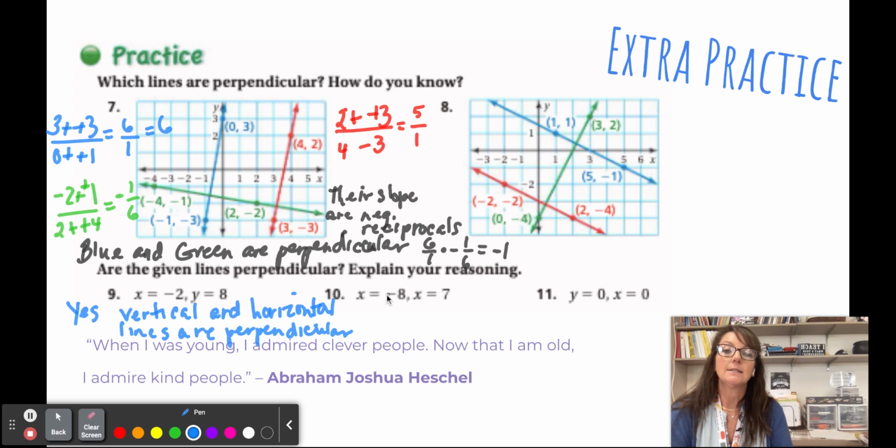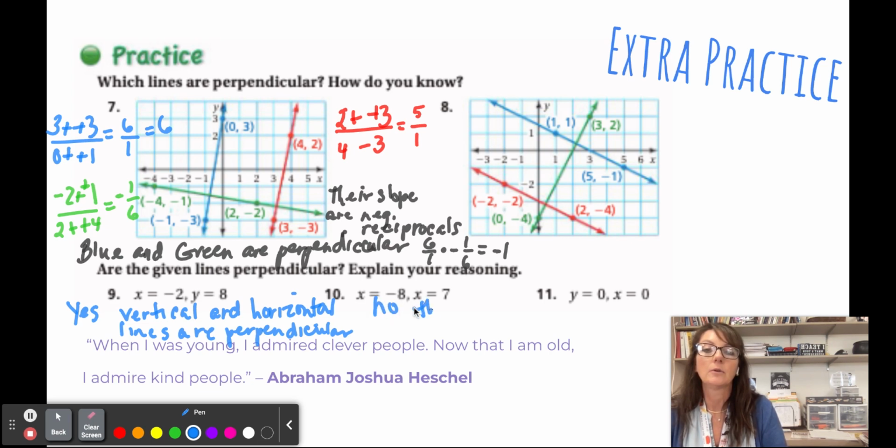Okay. What about number 10? We have x is equal to -8 and x is equal to 7. So no, they're not perpendicular because they're both vertical. So they are not. They're actually parallel. Both vertical. I'm running out of room here.